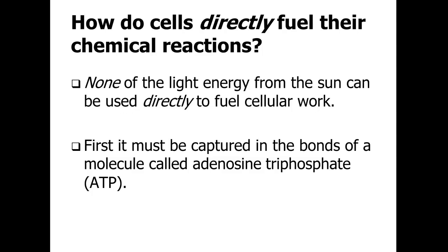None of the light energy from the sun can be used directly by our bodies. We cannot use that for cellular work, and neither can the plant. So when it takes it in, it's first going to have to be captured into bonds, and then it has to be transferred and converted over into adenosine triphosphate, or what you might commonly know as ATP.